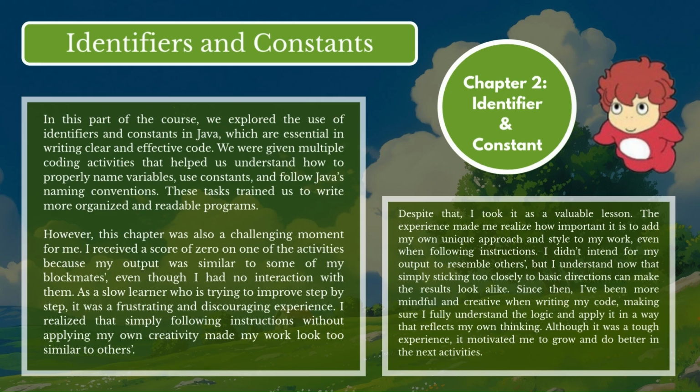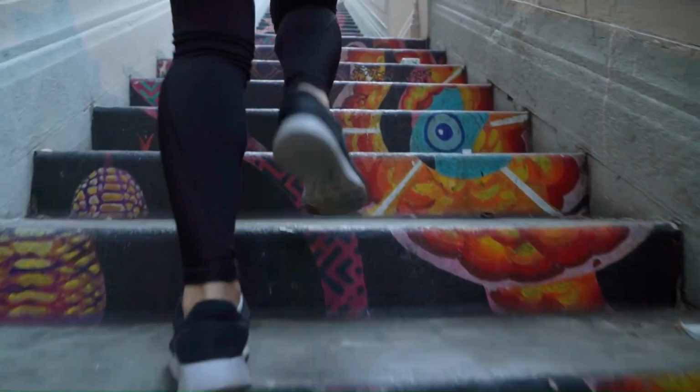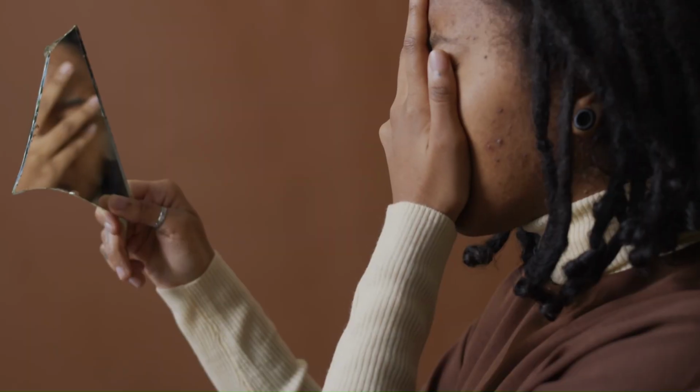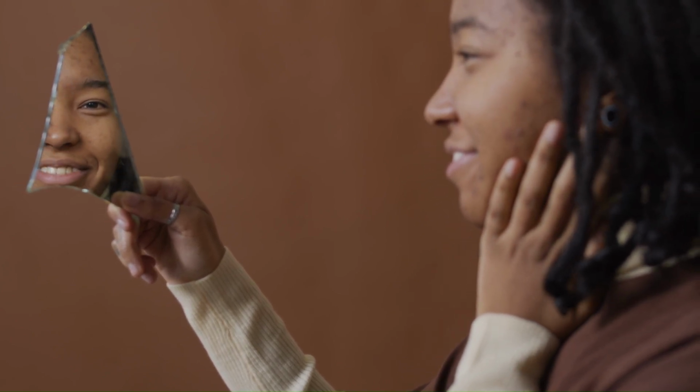However, this chapter was also a challenging moment for me because I received a score of 0 on one of the activities because my output was similar to some of my blockmates, even though I had no interactions with them. As a slow learner who is trying to improve step by step, it was a frustrating and discouraging experience for me. I realized that simply following instructions without applying my own creativity made my work look too similar to others.